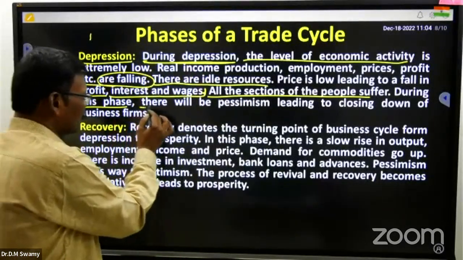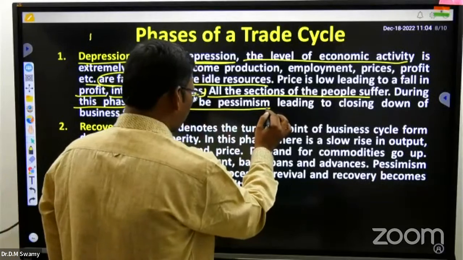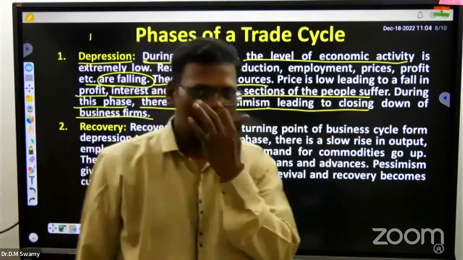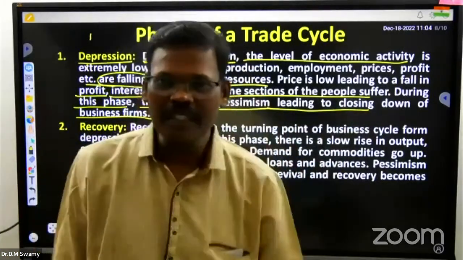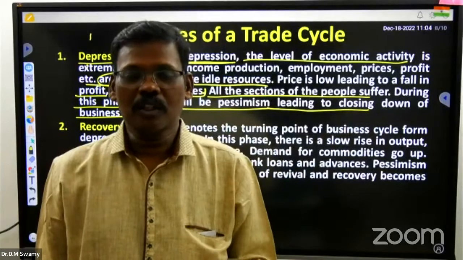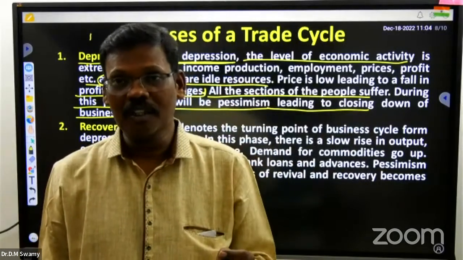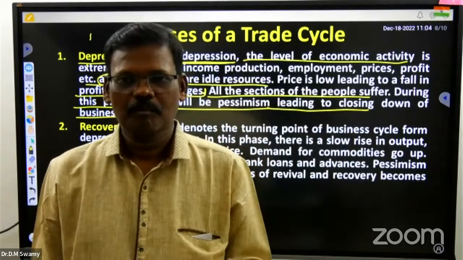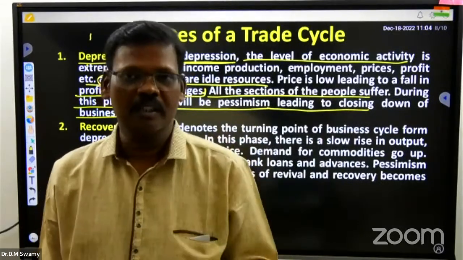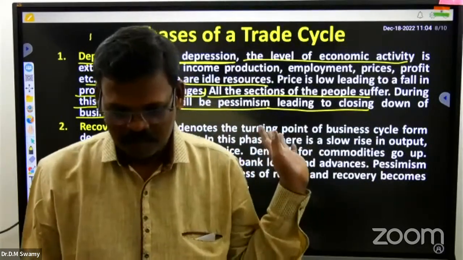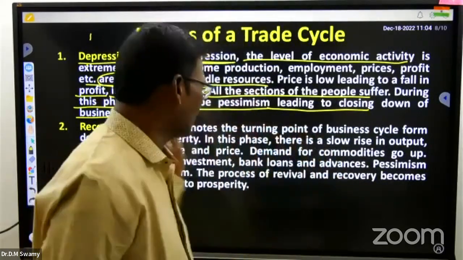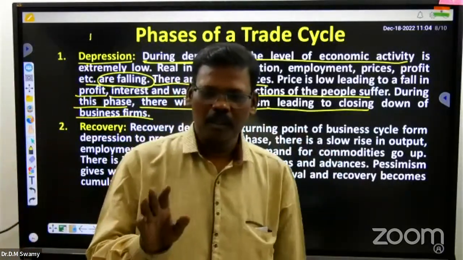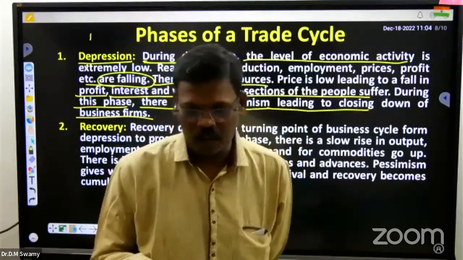During this phase, there will be pessimism leading to the closing down of business firms. Negative thinking will start, so the firm may not be continued by the producer. With this expectation, people may go for the closing of the firm. So here, 2 points please remember during the depression stage.